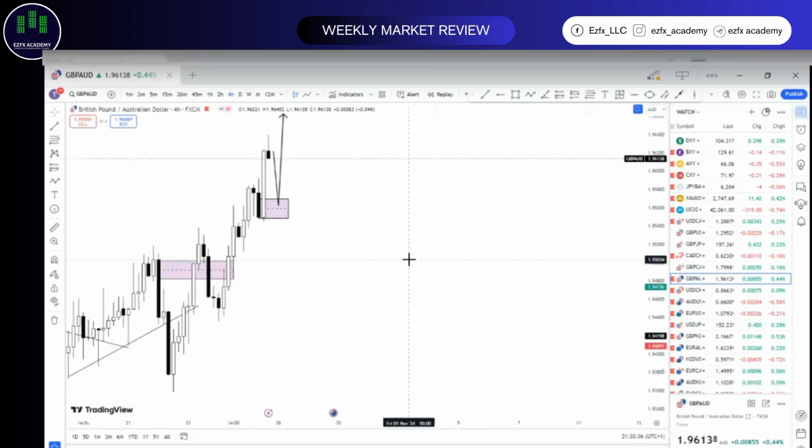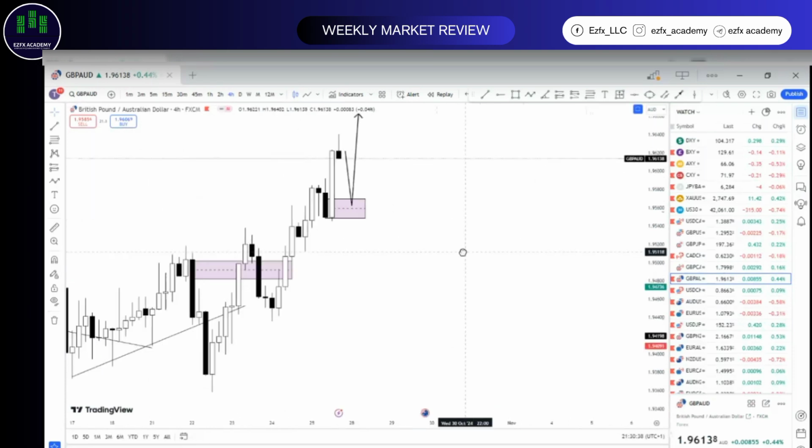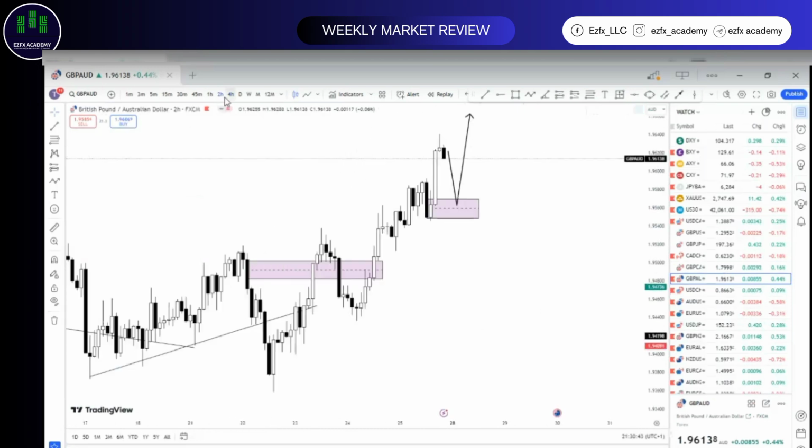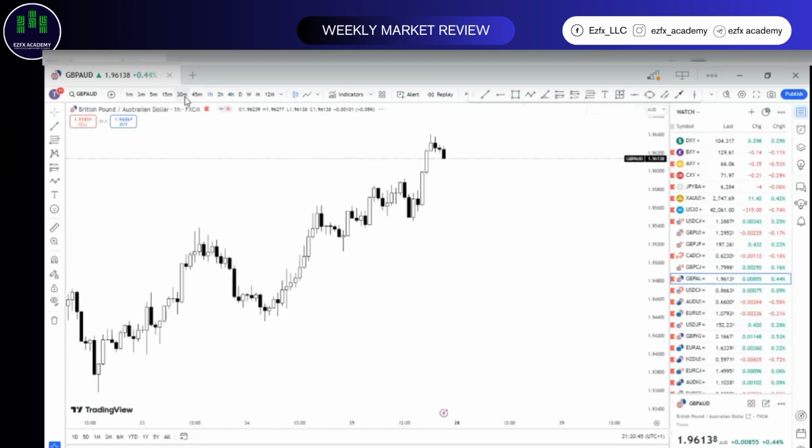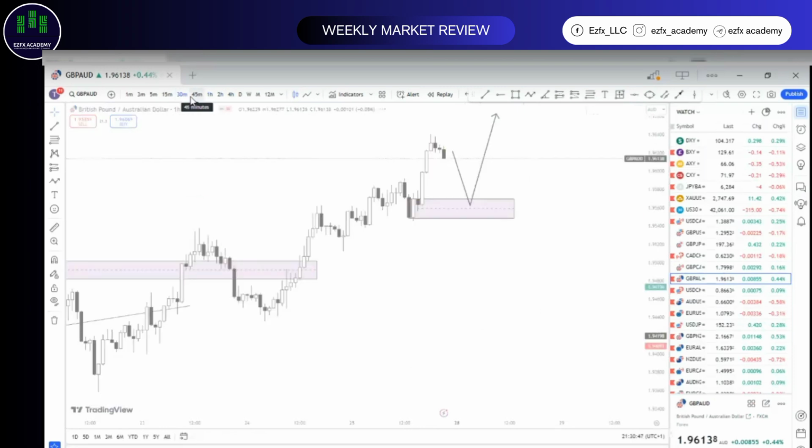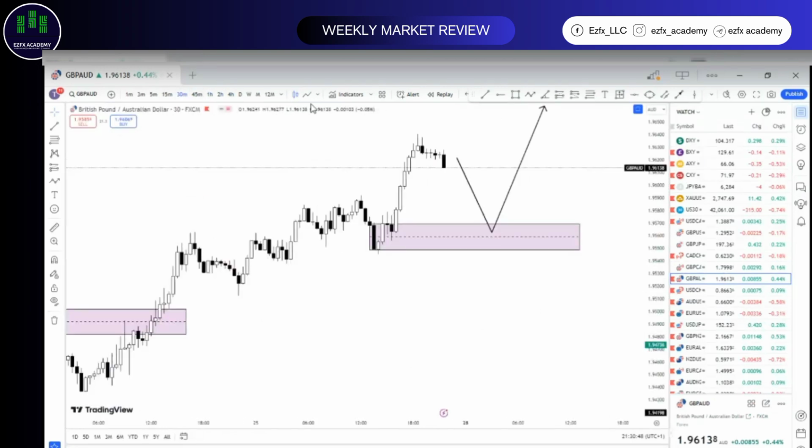All right, so for GBPAUD, I think we can still watch out for this guy to drop. Let me come as low as the 30 minutes time frame for this. I think this is a pivot region. Yes. So we can just watch out for this again.